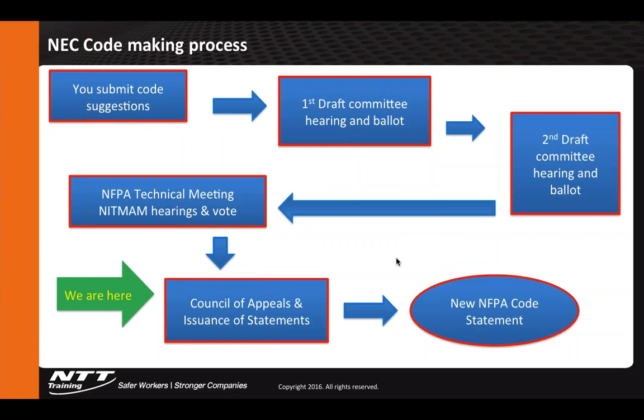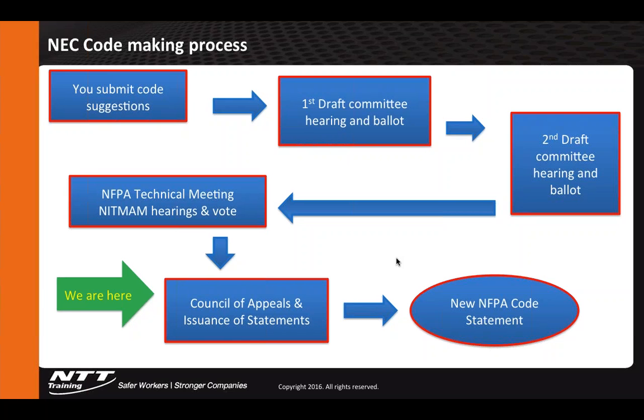A little bit about the code making process. You and I know we see the code every 3 years, and this is how it all comes together. You get a chance the first year to submit. So when the new code book is coming out later this year, you have up to a year to submit your code suggestions for the 2021. Then it goes to what we call the first draft committee, and you've got all of these code making panels that have individual articles that they work on, and they go through their hearings and they ballot them.